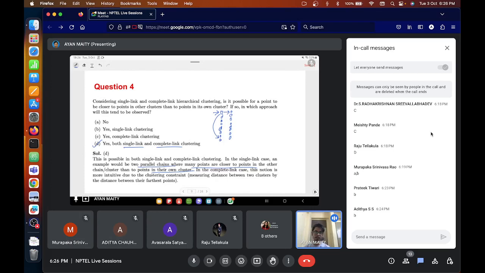There are some points in its own cluster that are closer to it, but there are also some points which are not closer to it than a point in another cluster. So for two parallel chains, it might happen that points in other clusters are actually closer than points in its own cluster. And this is an example in case of single link.